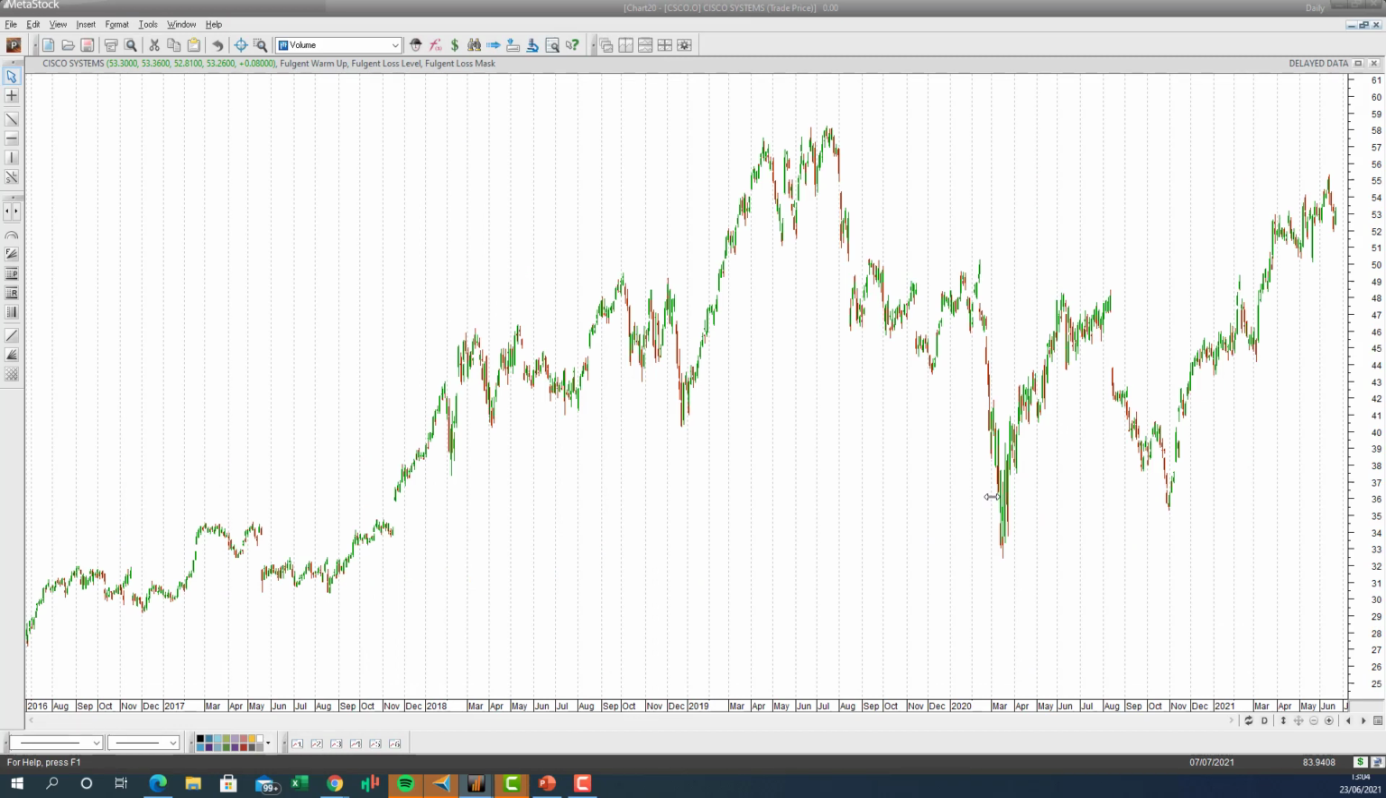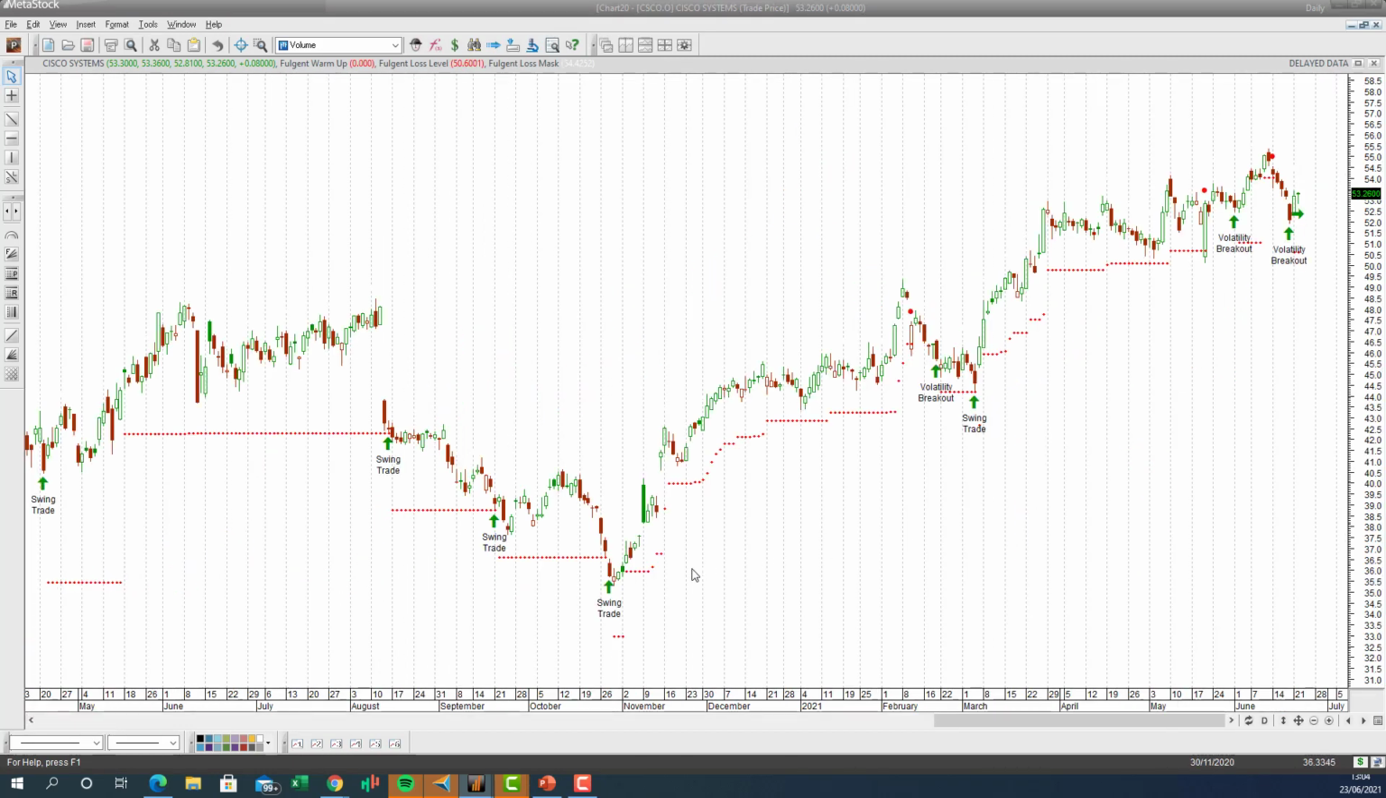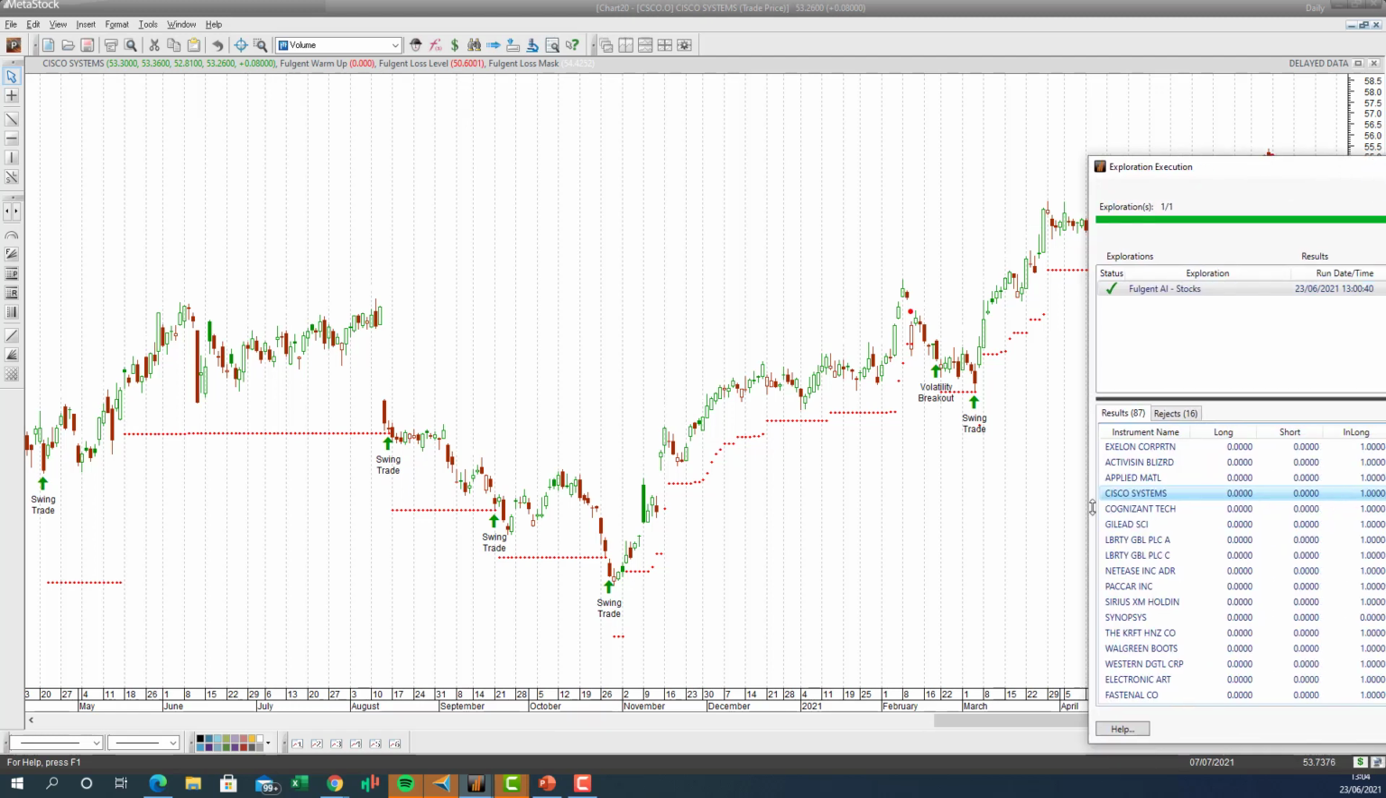Wait for this one to load. There we go. Nice swing trade here back in November. Another one in February, March. Another swing trade in March. And a volatility breakout here in June. Another volatility breakout. So it will be interesting to see if this one's going to snap back up to the 55 level. So fantastic move there.